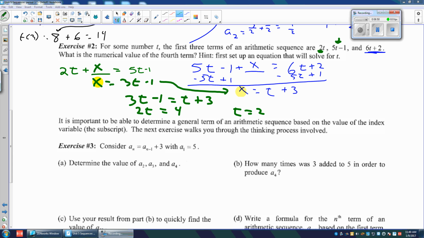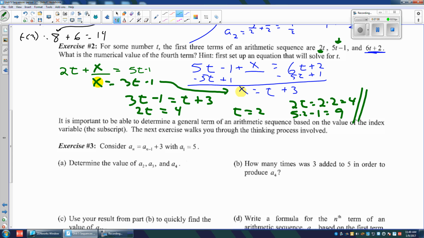Well, I know the first number is 2 times 2, which is 4. And I know the next number is 5 times 2 minus 1, which is 9. So what's the common difference? The common difference is 5.